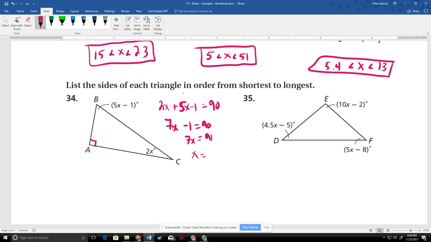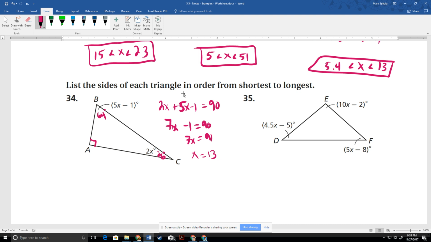So x is 13, which means this angle is going to be 2 times 13, or 26 degrees. And this is going to be 64. So that would be 13 times 5 minus 1 is 64. Okay. Or, of course, subtract from 90 to get those two.